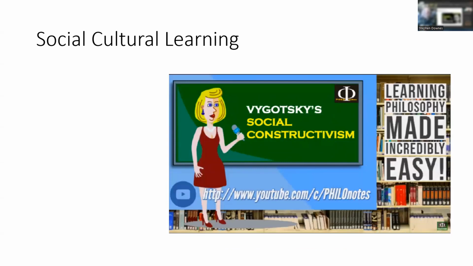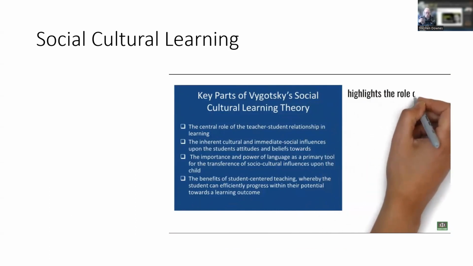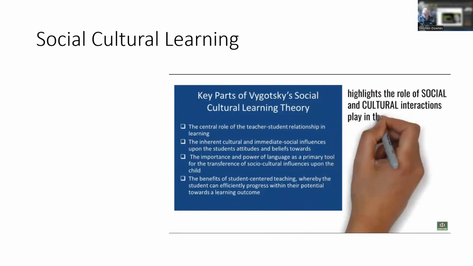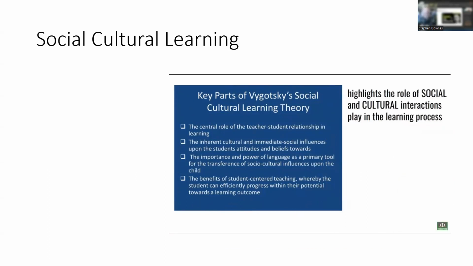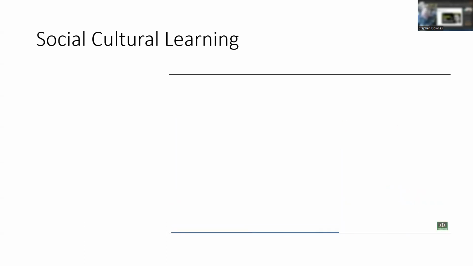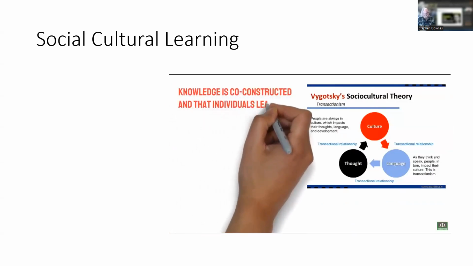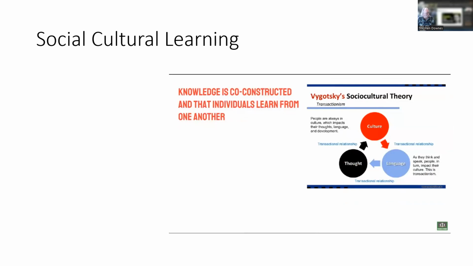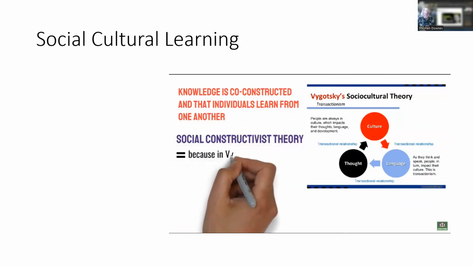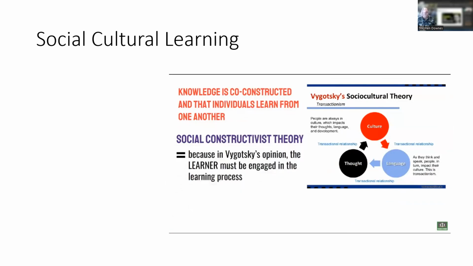Vygotsky's social constructivism. Vygotsky's theory of social-cultural learning highlights the role that social and cultural interactions play in the learning process. This theory does not have stages like Jean Piaget's theory. Vygotsky's theory states that knowledge is co-constructed and that individuals learn from one another. It is called a social constructivist theory because, in Vygotsky's opinion, the learner must be engaged in the learning process. Thus, for Vygotsky, learning happens with the assistance of other people.